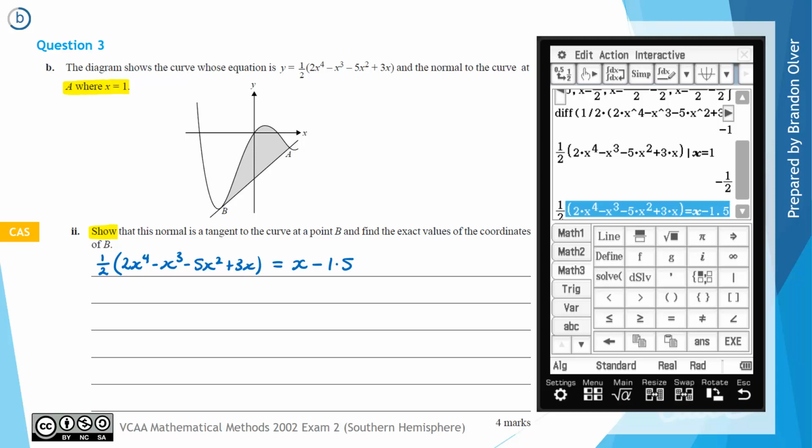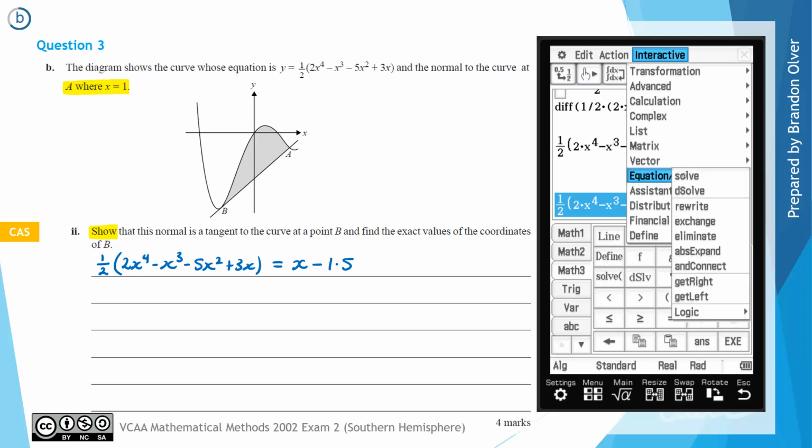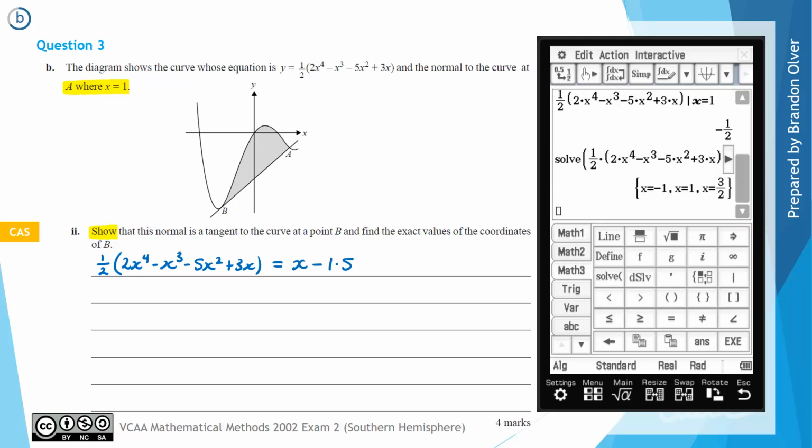And now that's an equation that we want to solve, so we highlight it and go interactive, equation/inequality, solve for x, and hitting OK gives us 3 solutions to when that normal line intersects or is equal to the polynomial. So from the CAS calculator, when that's solved, we get x equals -1, x equals 1, and x is equal to 3/2. So they're the 3 points where that normal line will intersect the curve. And of course, x equals 1 is where we calculated the normal line to be, so that's expected. So one of these other 2 solutions must be B.